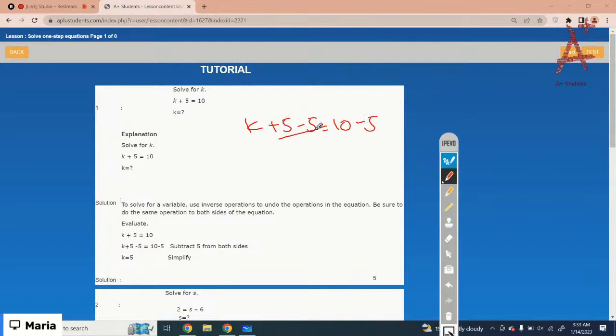Plus 5 minus 5 makes 0. So it would be k plus 0 equals 5. K plus 0 means k, and k equals 5. Got it? Undo operation means you have to do inverse operations. Opposite to addition is subtraction. So just subtract 5 from both sides of the equation and then solve the equation. Got it? Okay, let's start with another example.